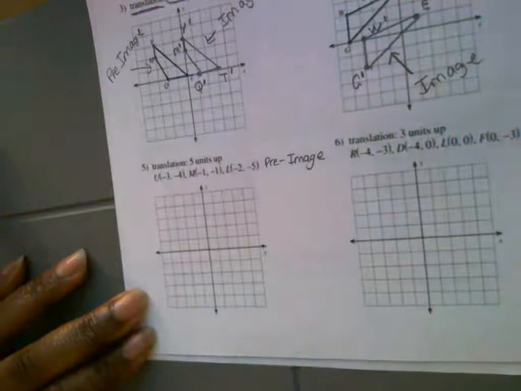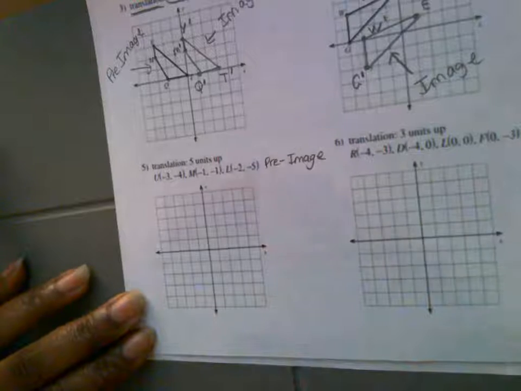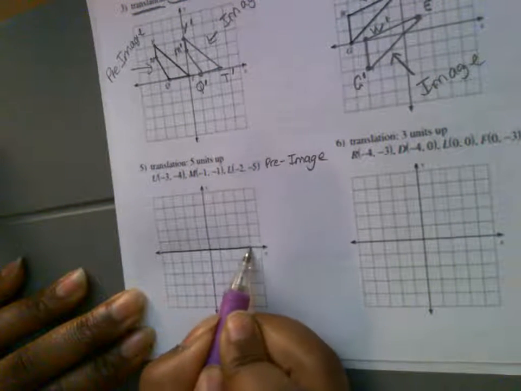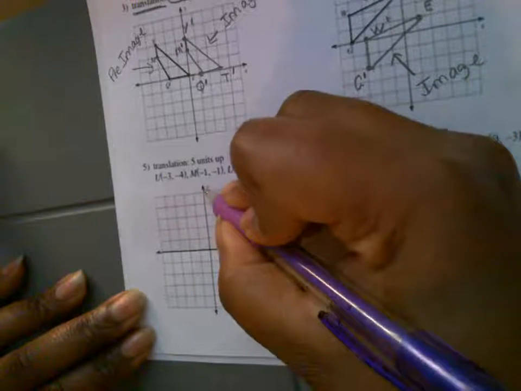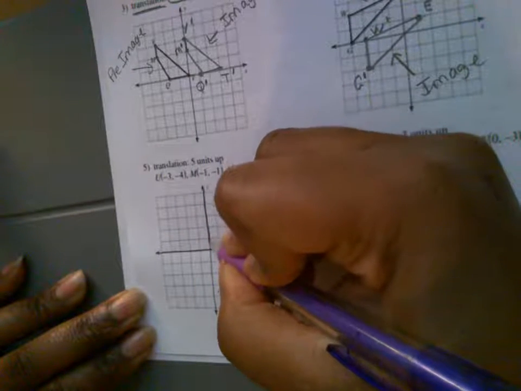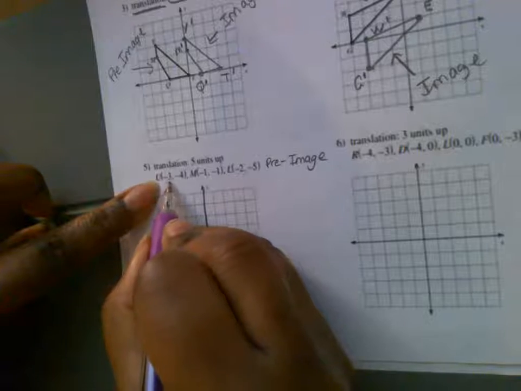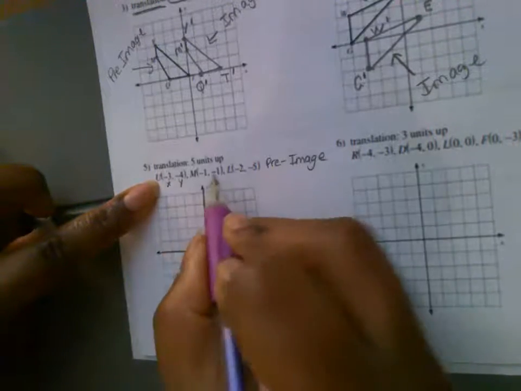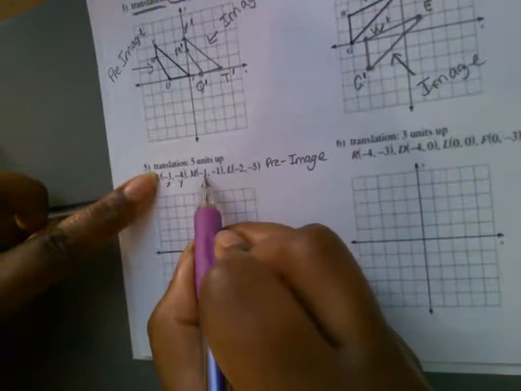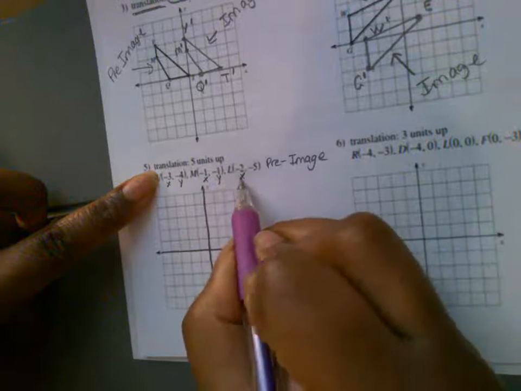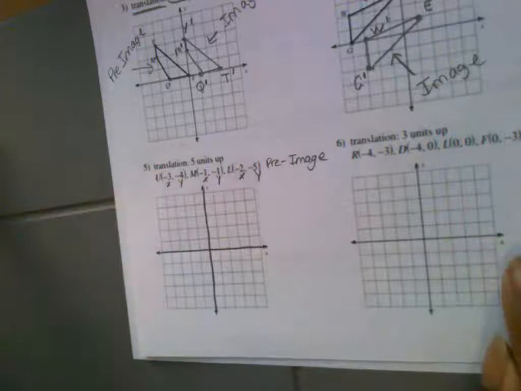Some of us might have forgot how to graph ordered pairs, so let me just go through this. I'm going to make this darker. This is my x-axis. This is my y-axis. Okay? So now I'm going to graph. Remember, in this ordered pair, my x comes first and then my y. So I'm going to label all my ordered pairs. This first number is x. The second number is y.